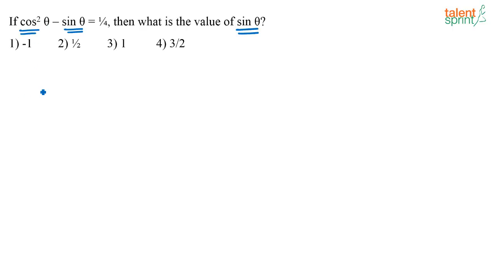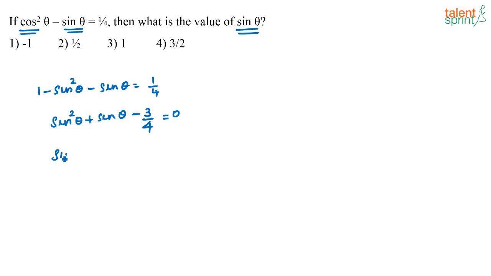So how can I write cos square theta? Cos square theta is nothing but 1 minus sin square theta. So 1 minus sin square theta minus sin theta is equal to 1 by 4, or sin square theta plus sin theta minus 3 by 4 is equal to 0, or I can say sin square theta plus sin theta is equal to 3 by 4. So if I take it like this, it is nothing but sin theta into sin theta plus 1, that is equal to 3 by 4.